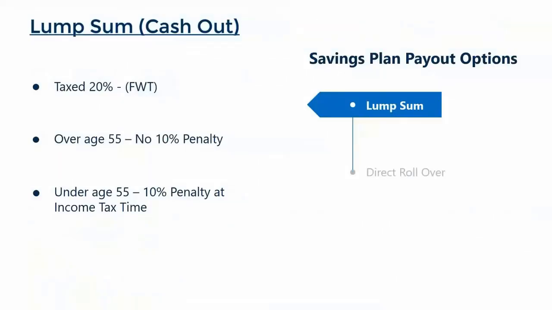Now let's look at your payment options under your savings plan when you come in to retire. The first one being the lump sum cash out. Very similar to how the annuity account would work, is that if you choose this option, it gets taxed at 20% right off the top. If you're over the age of 55, there's no additional 10% penalty. If you're under the age of 55, there could be a 10% penalty, and that would come at income tax time.